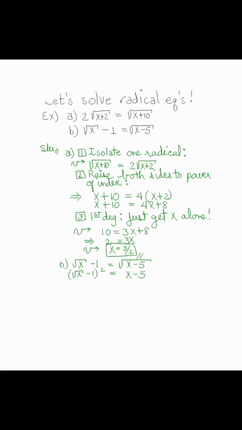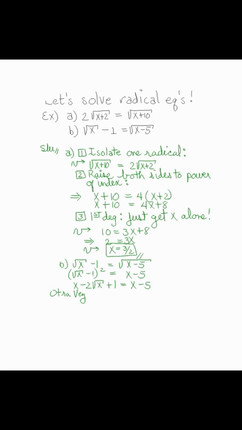Now on the right side, it just eliminates the radical. But on the left side, there are 2 terms separated by that minus sign. That means we have to FOIL it. And when we do that, we get x minus 2 square root of x plus 1 equals x minus 5. Okay, this is clearly a first degree equation.